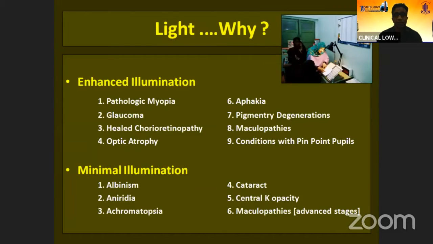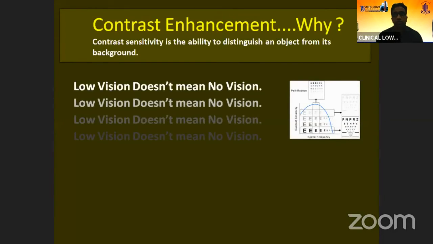What is light illumination? In a few conditions we have to enhance the illumination, and in a few conditions we have to decrease the illumination. Like in pathological myopia, optic atrophy, aphakia, maculopathies, in these conditions we have to increase the illumination. And like albinism, achromatopsia, cataract, and a few maculopathies, in these conditions we have to decrease the illumination for the better.